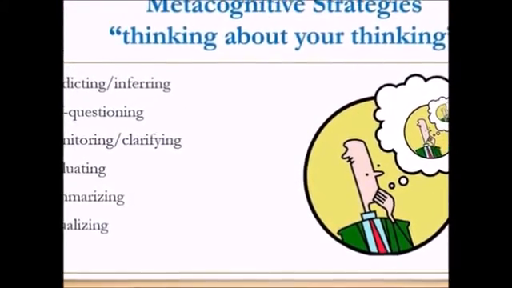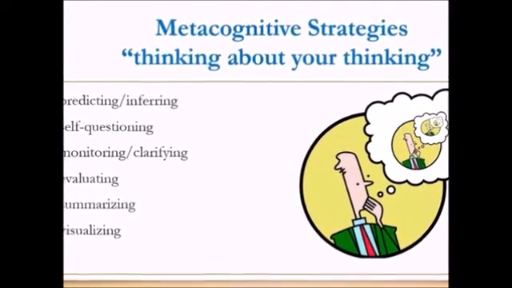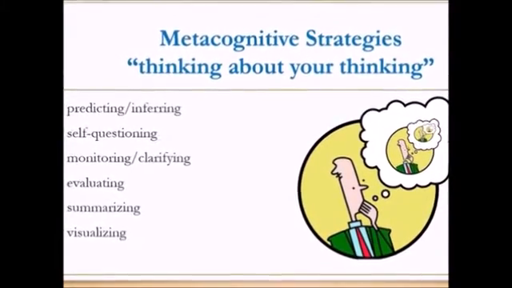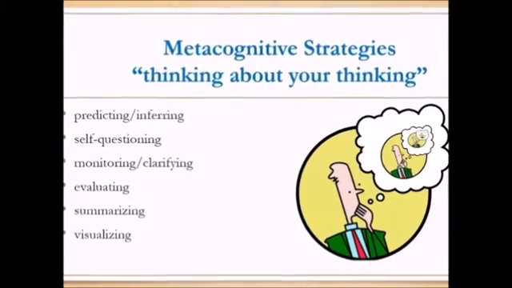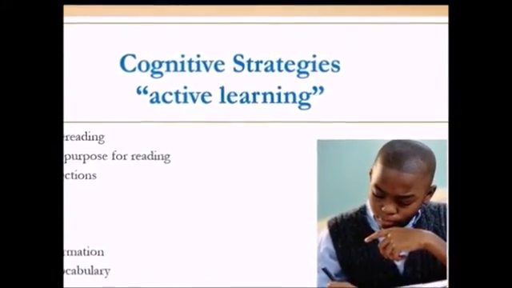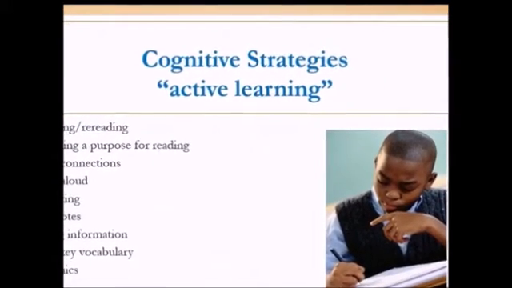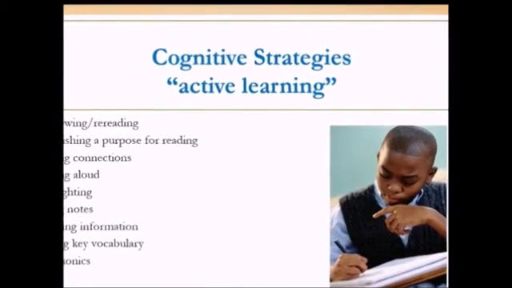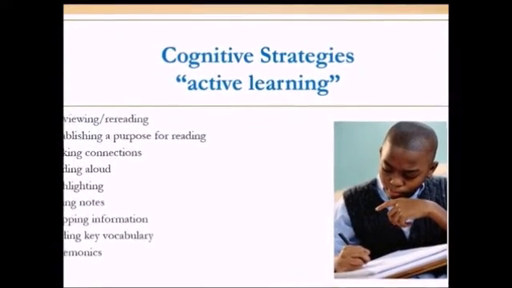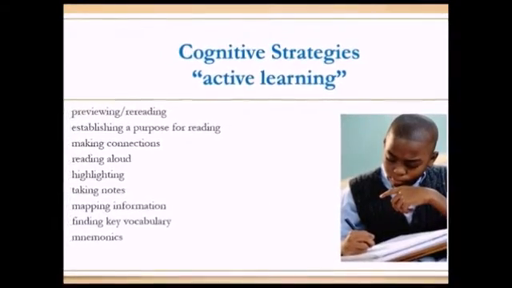Metacognitive strategies, thinking about your thinking: predicting, inferring, self-questioning, monitoring, clarifying, evaluating, summarizing, visualizing. Cognitive strategies, active learning: previewing, rereading, establishing a purpose for reading, making connections, reading aloud, highlighting, taking notes, mapping information, finding key vocabulary, mnemonics.